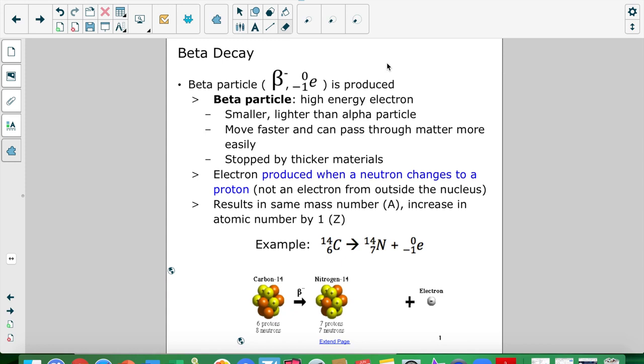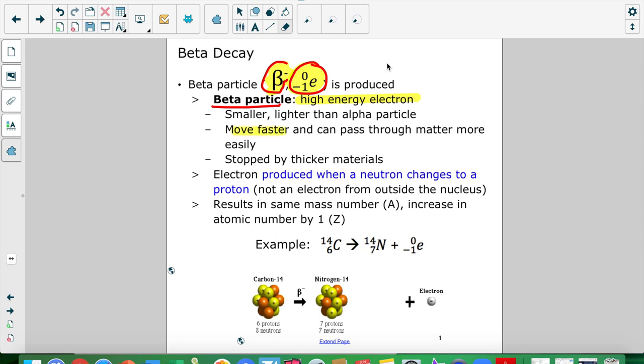Beta decay is represented in 2 forms as well, and both are valid. One is the beta negative symbol, or the other one is represented as an electron, with 0 as the mass number and -1 as the atomic number. These 2 symbols show what a beta particle is, which is a high energy electron.